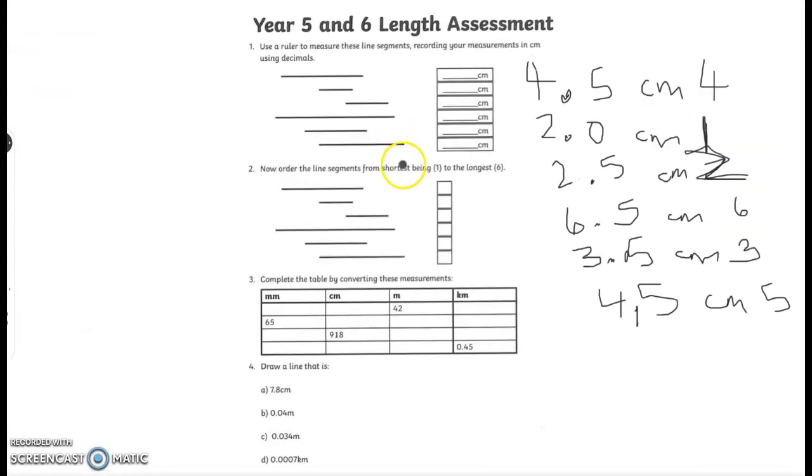Let's go back now. For this last activity down here, people, I need you to do it yourself. You need to get a ruler and draw 7.8 centimeters there. And then draw the next one there, and the next one as well, and the next one as well. You have to do those ones by yourself.